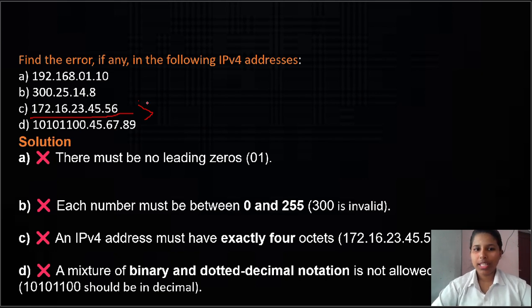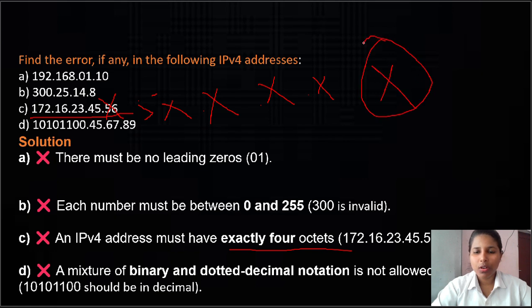I hope you find it. We were told that an IPv4 address must have exactly 4 octets. So the answer should be in the form of 1 octet, 2 octet, 3 octet and 4 octet. There should not be a 5th octet. So this is invalid, and this is the error.